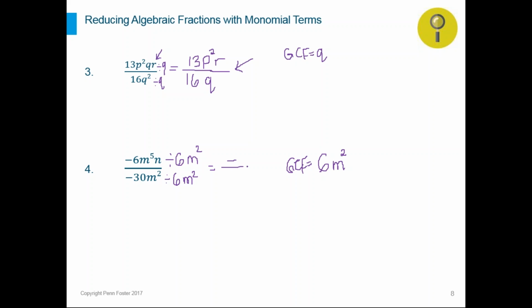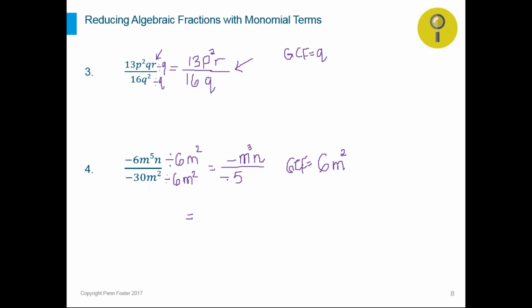Okay, and then we have m to the 5th over m to the 2nd, then subtract 5 minus 2 is 3, so it's going to be m to the 3rd. And then n is not common, so n will just stay on the top. Negative 30 over positive 6 will give you a negative 5. And then m to the 2nd over itself, I'm sorry, over itself is just 1. So negative 5 is the only value in the denominator.